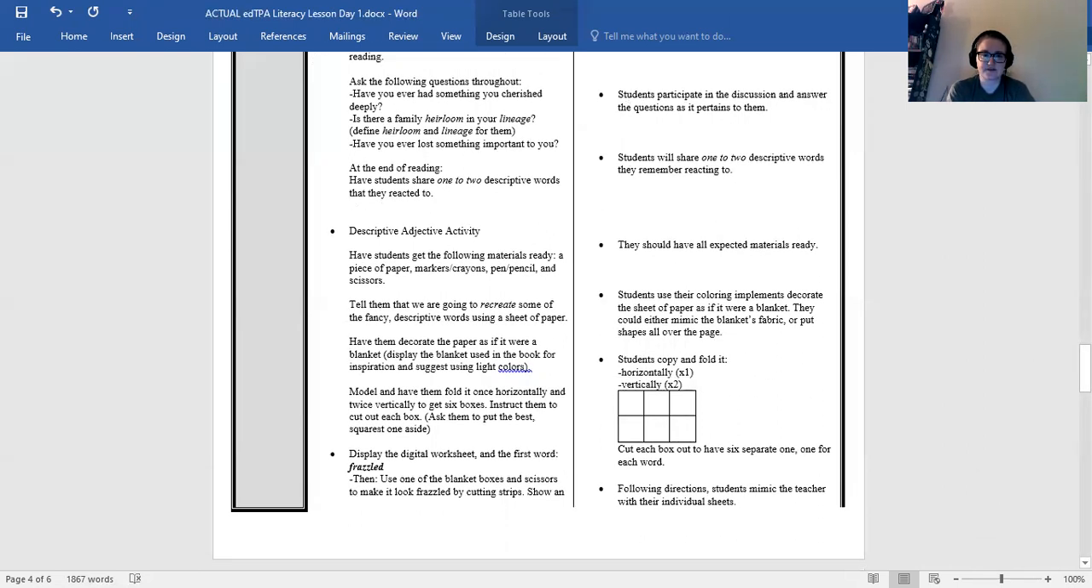Have students get the following materials ready: a piece of paper, markers or crayons, pen or pencil, and scissors. You know what? Let me go get that. Be right back.